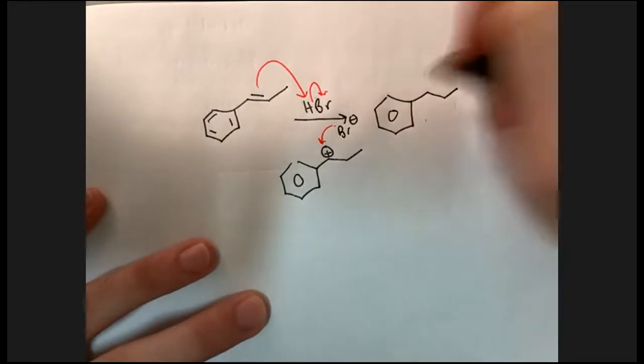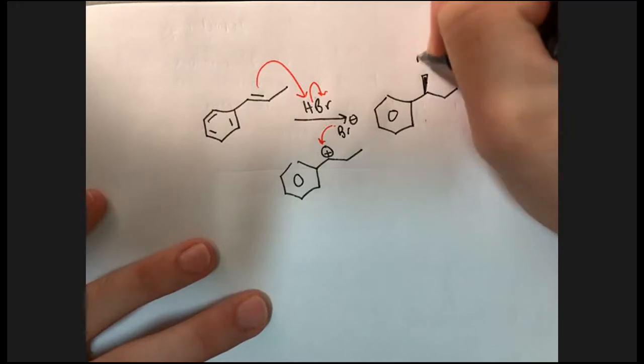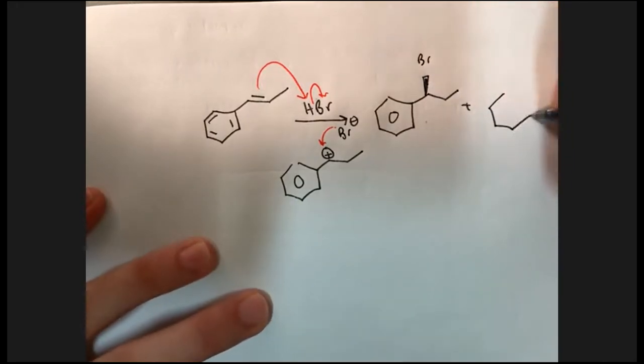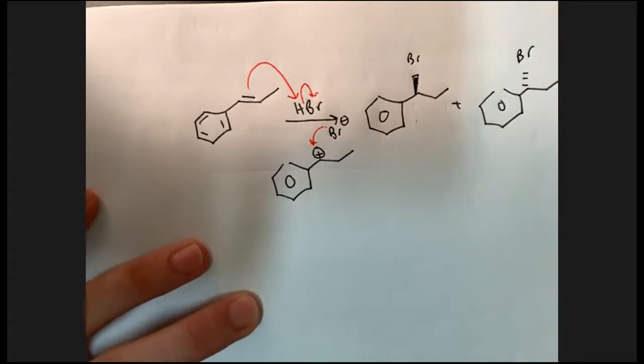And remember that it was planar, sp2, so that means that we are now going to be chiral at this position, where you would have these 2 stereoisomers. Okay, so I hope you guys are all good at this point.